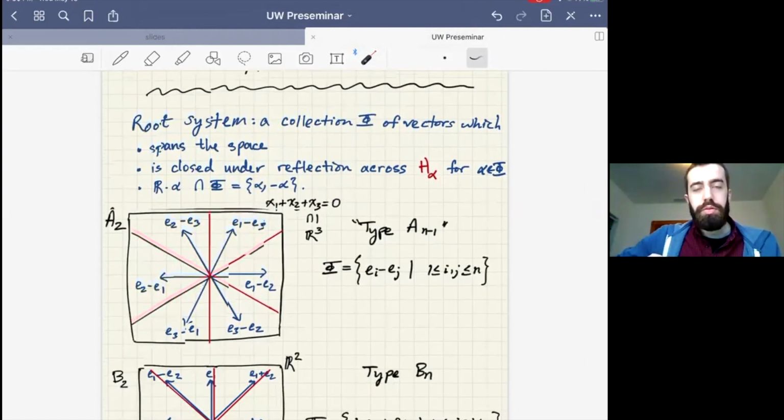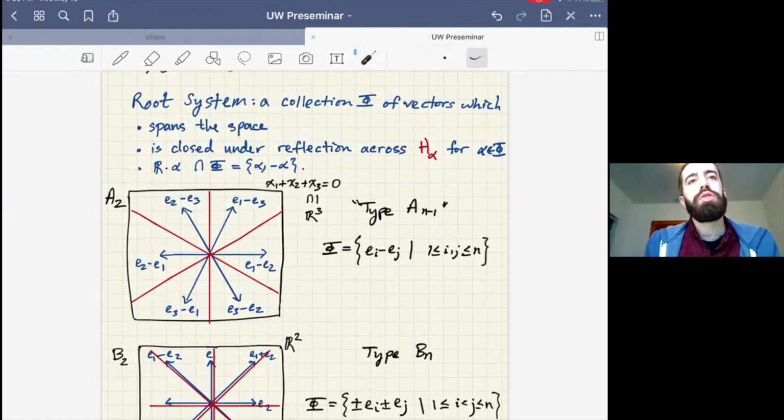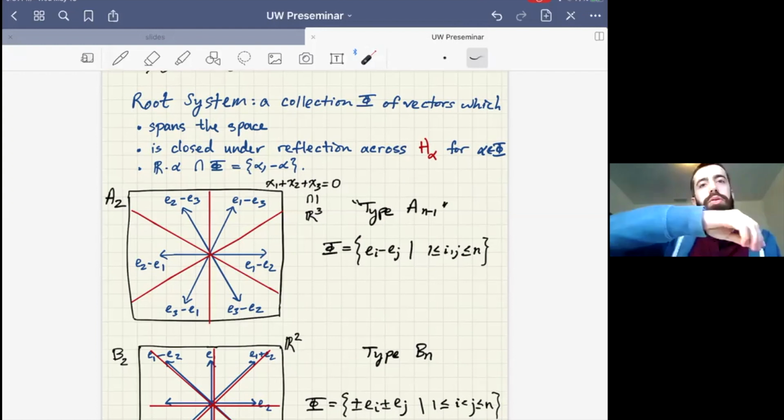So start with the definition of a root system. A root system is just a collection, which I'll call phi, of vectors in a vector space satisfying a few conditions. The conditions are that the vectors should span the space. The most important one is this second bullet point: phi should be closed under the reflection across H alpha for alpha in the root system. Here H alpha is the hyperplane perpendicular to the root alpha.